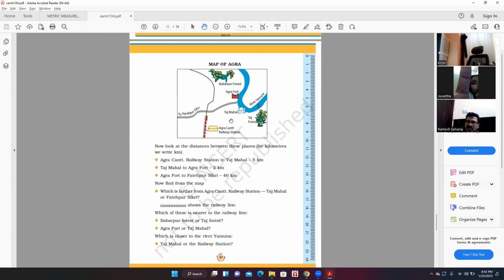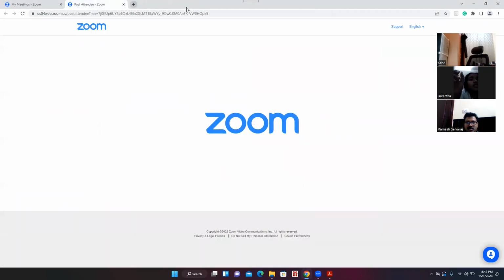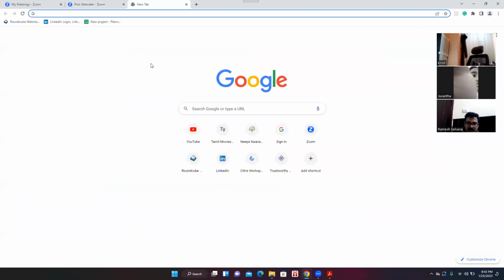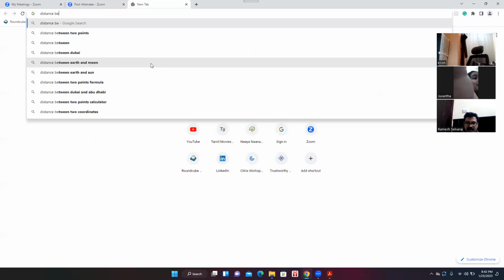Like if you are going from Abu Dhabi to Dubai, we will use a map and see what the distance between Abu Dhabi and Dubai is. It will be 135 kilometers. Do you know the distance between Abu Dhabi and Dubai? Let us measure. How could we measure it?